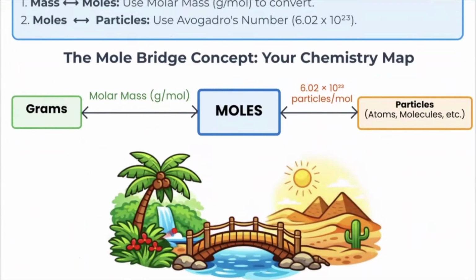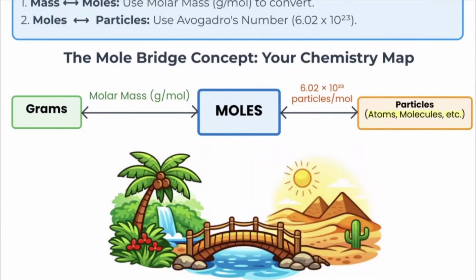And this is going to represent the gram. And you're walking and you're walking and you encounter a river. And across the river, you see at a distance the desert. The desert is going to represent your particles. Remember, particles are things like atoms, molecules, ions, formula units. But what is the one thing they share in common, these two completely different lands? Right, they share a bridge. You must cross this bridge in order to go from the gram to the particle. And this bridge is what I like to call the mole bridge. You have to get through the mole in order to get your way across.